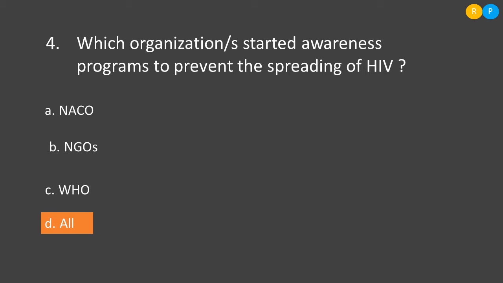Then option B, NGOs. NGOs is nothing but non-government organization. So this organization has also conducted many programs regarding creating awareness about the spreading of HIV. Then option C, WHO, that is World Health Organization. So under the World Health Organization, many programs have been conducted to prevent the spreading of HIV, and it has created awareness among the people about this disease. Then option D, all. So option A, B, and C are actually the kinds of organization creating awareness regarding the HIV spreading. So the correct answer here is option D.